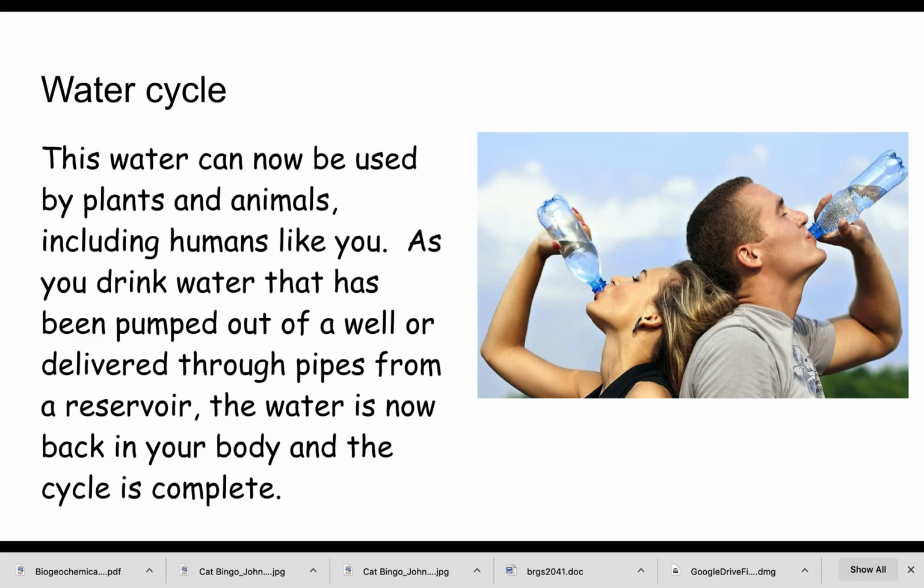The water can now be used by plants and animals, including humans like you. So as you drink water to cool off from your exercising, that water has either been pumped out of a well or it's been delivered to you through pipes from a reservoir. So the water is now back where it started from. It's back in your body, and that completes one cycle of the water cycle.